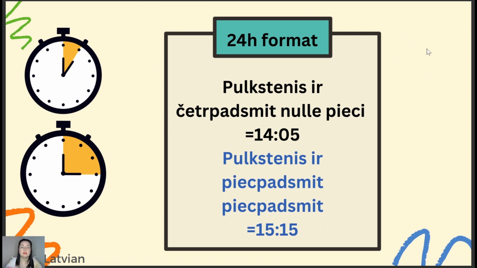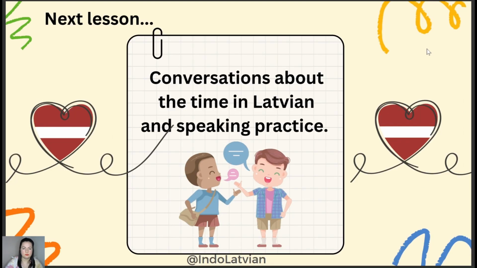And the next one, it is just simple. As I said, that's something you can use for now. 24-hour format. Pulkstenis ir 14:05. Pulkstenis ir 15:15. So you can see the clock on the left. Yes, so just time is and the numbers.